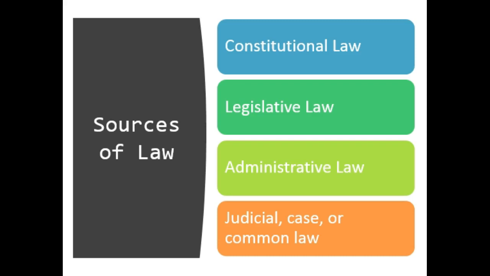While the main function of the legislative branch of the government is to create laws, there are 4 sources of law in the United States. Constitutional law includes not only the U.S. Constitution, but also the constitutions of the 50 states. State constitutions are often easier to amend than the U.S. Constitution, and thus can and do change more frequently.